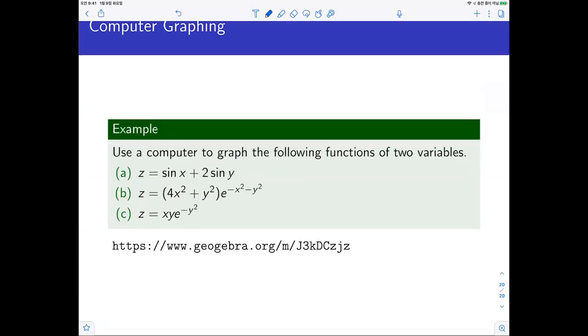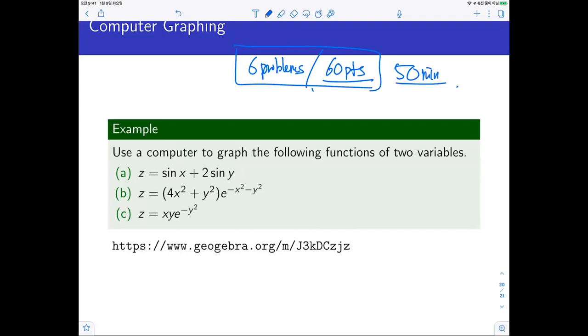Then let me explain about the midterm test. We have 6 problems, and each problem contains 2 sub-problems, but I believe they are not very hard calculations. And you can use a calculator. The total is 60 points. It's 50 minutes. Any more questions on the midterm?